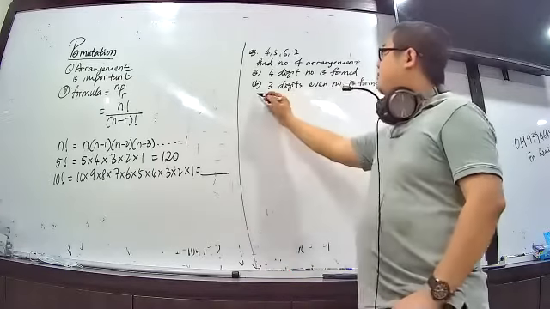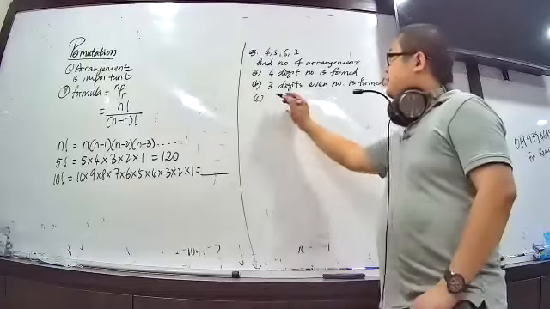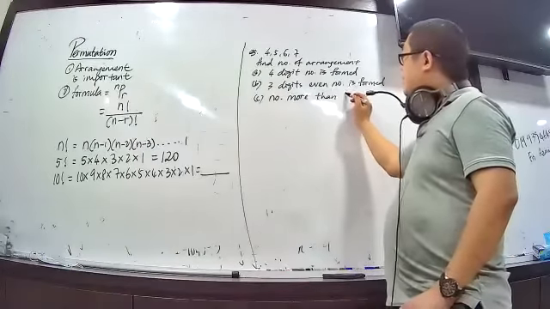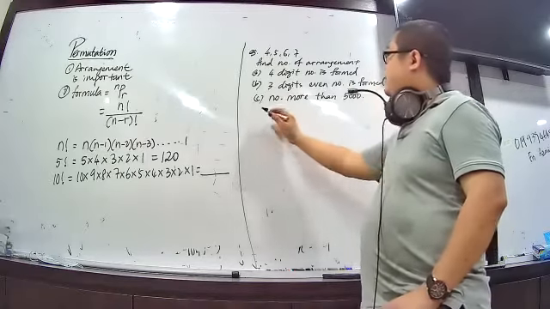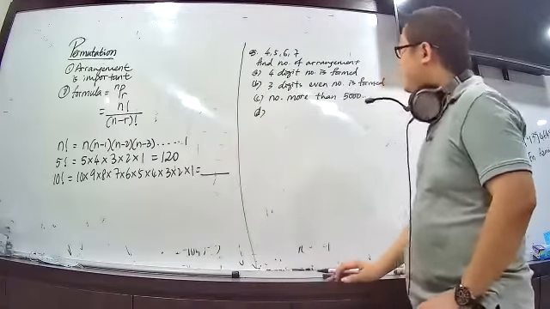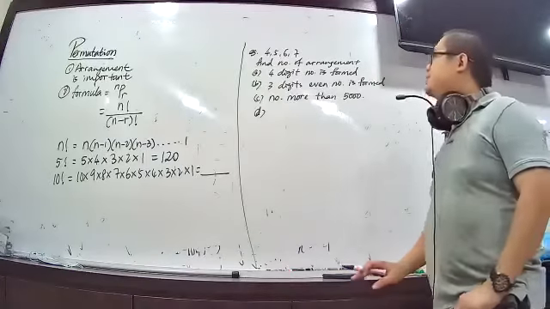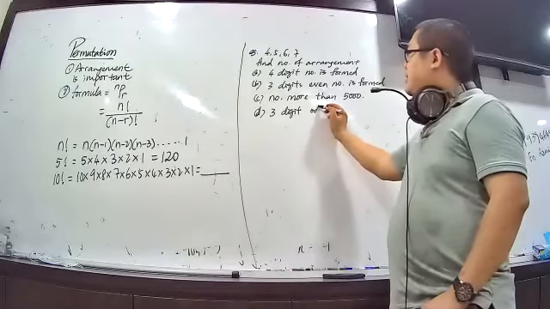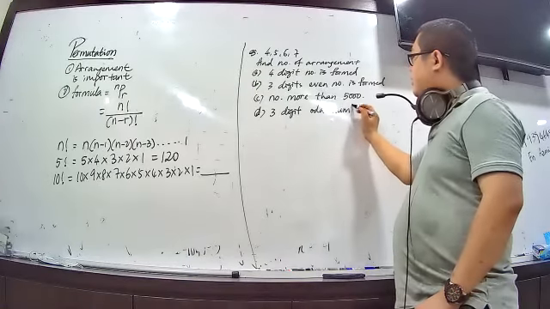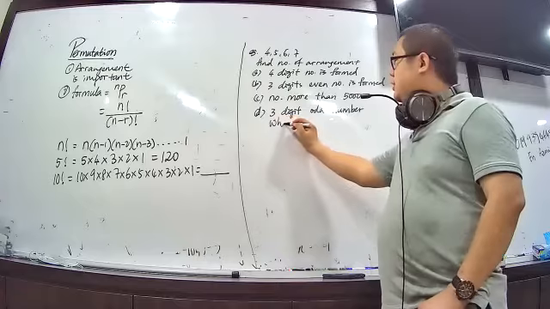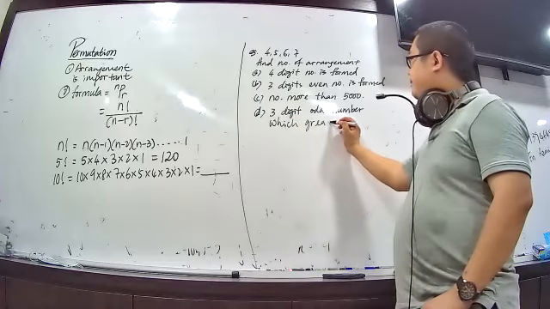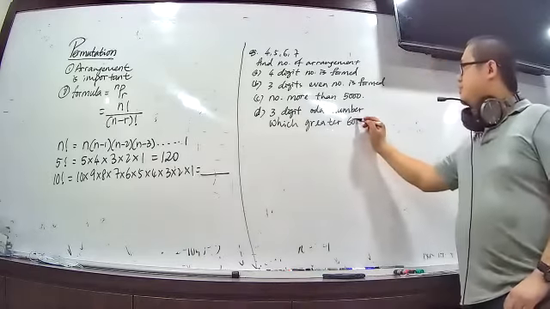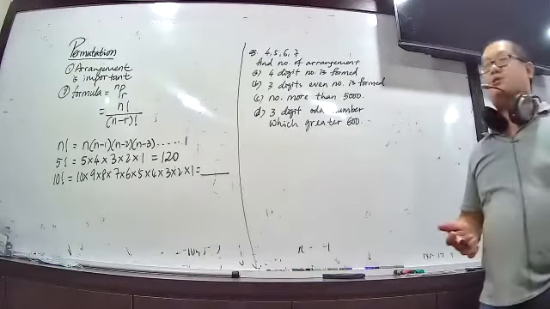C, number more than 5,000. And then D, maybe I give you a 3-digit odd number which is greater than 400, greater than 600. So how do you want to do it? Okay, this one we learned last week.